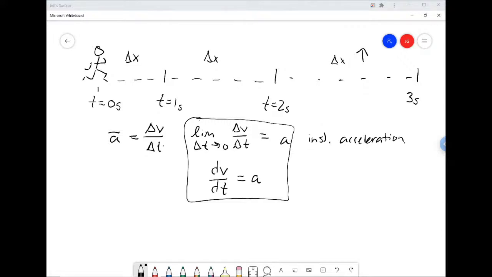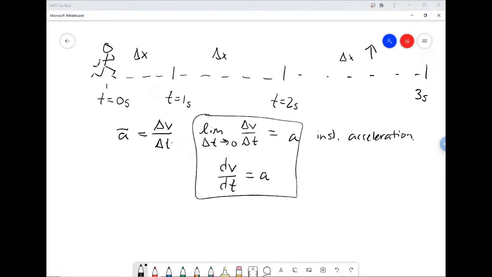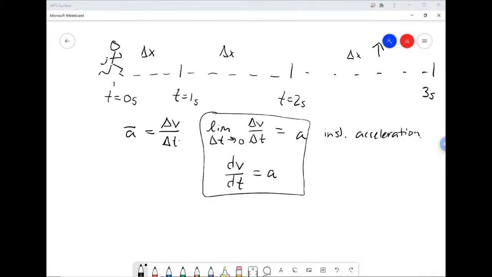So back to our task at hand. What I've done is I've laid down for you 2 physics first principles. Let's call them that. One is the definition of velocity, and the other is the definition of acceleration. Velocity is change in displacement with respect to time. Acceleration is a change in velocity with respect to time.